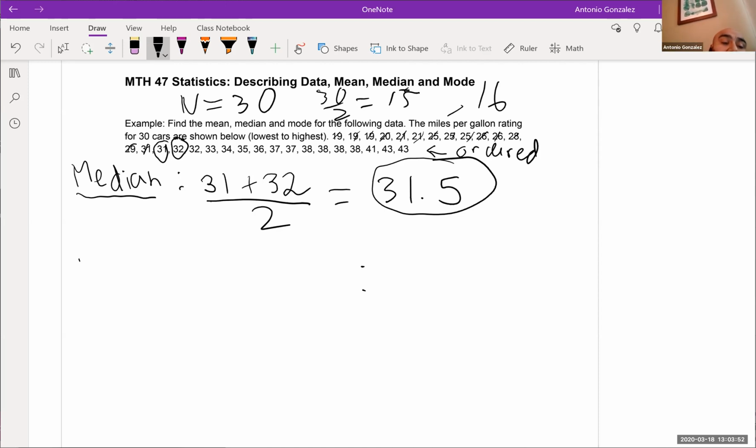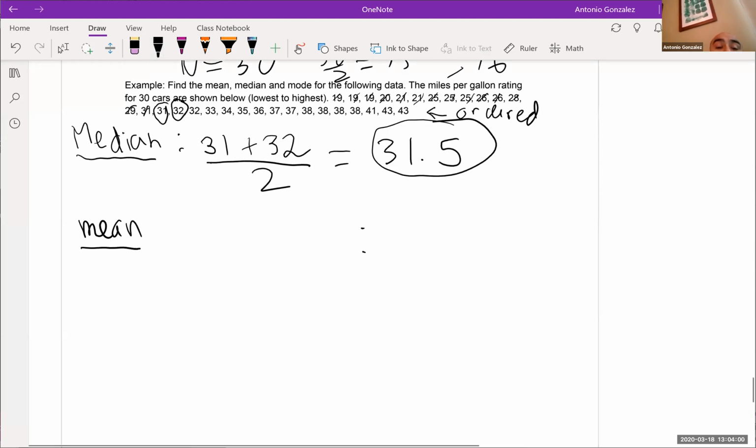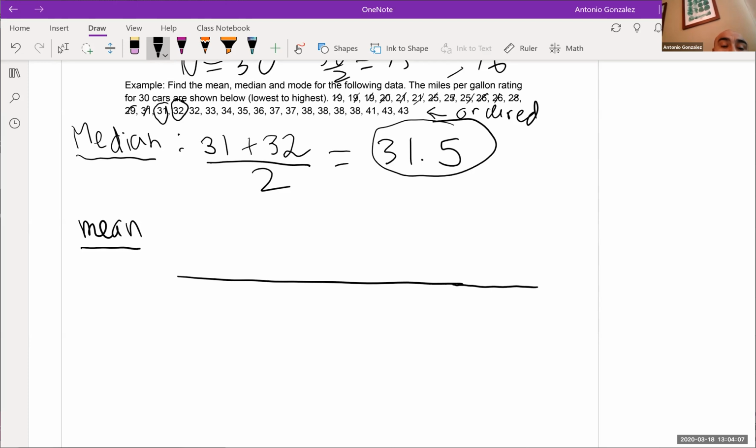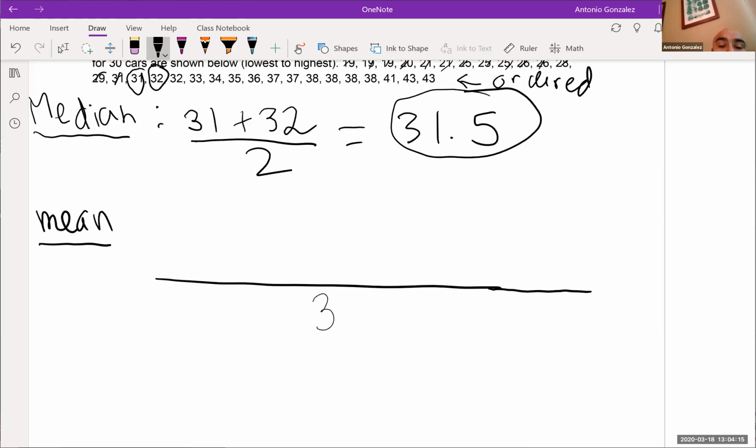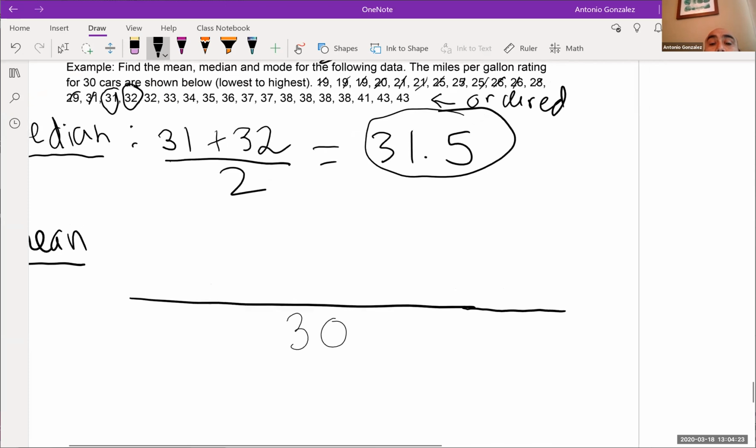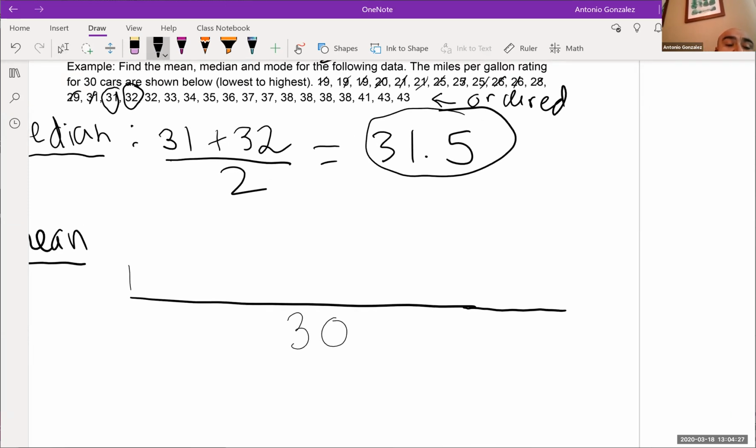Now let's look at the mean. If I were to calculate the mean here, I know there are 30 data values, so I would have to divide by 30. That's what my denominator is going to be. Then I would add up all these values. 19, and to avoid repetition, I'll use multiplication. There are 3 of them. Remember, multiplication is just repeated addition, so 19 plus 19 plus 19 is the same as 19 times 3.